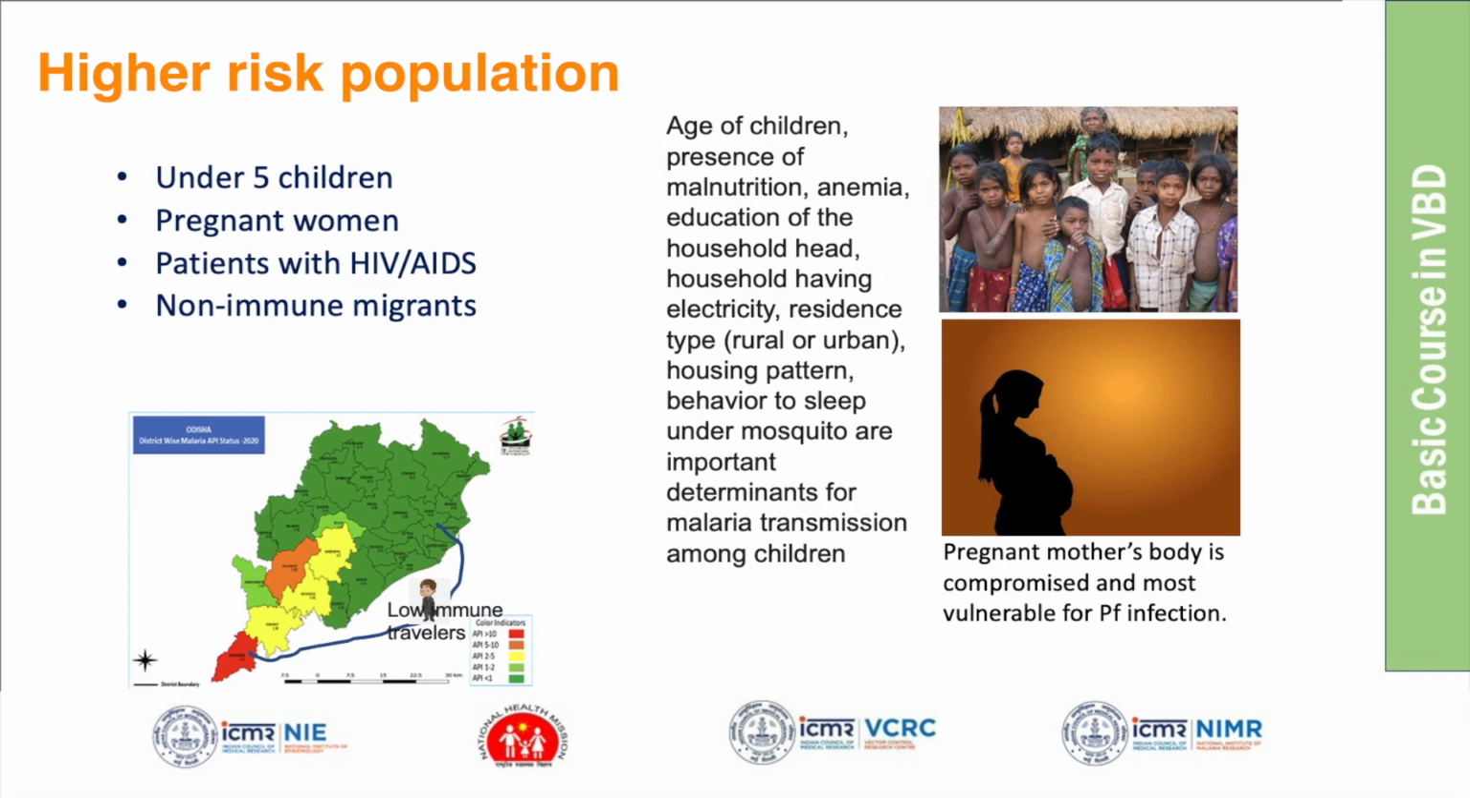It's a great thing. Age of children, presence of malnutrition, anemia, education of the household, household having electricity, residence type, housing pattern, and behavior of sleeping under mosquito nets are important determinants for malaria transmission among children. Sometimes we do not see all these things. In areas where electricity fails, and residence types are bamboo-walled houses, people do not have the space to spray. Those remain as a focus for malaria transmission, and we forget that because we say, okay, IRS has been done in the village, LLINs are distributed in the village. Those are umbrella terms, and they will not help now because these determinants are always a problem. For a pregnant mother, the body is compromised, as we know. That is why in Odisha, perhaps for the first time in the whole country, we have VHND sessions where malaria is addressed.